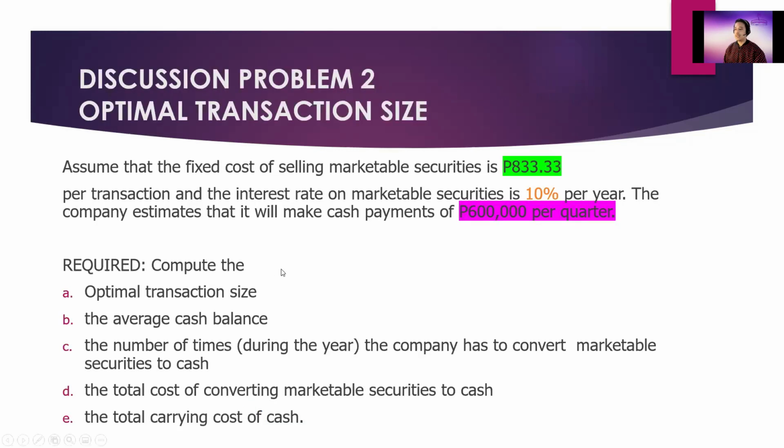All right. So with that, let's go to problem number 2 on optimal transaction size, OTS, or this is also your ECQ. So what are the requirements? Number 1, optimal transaction size o ECQ. 2, the average cash balance. 3, the number of times during the year the company has to convert marketable securities to cash. Meaning, sa buong taon, ilang beses daw tayo dapat mag-convert ng marketable securities to cash. Number 4, total cost of converting marketable securities. Sabi nga natin, hindi siya libre. May bayad siya. Kada magbebenta ka ng marketable securities, may mga charges. So ito yung conversion cost. Letter D basically is telling us to compute for the total conversion cost for the year.